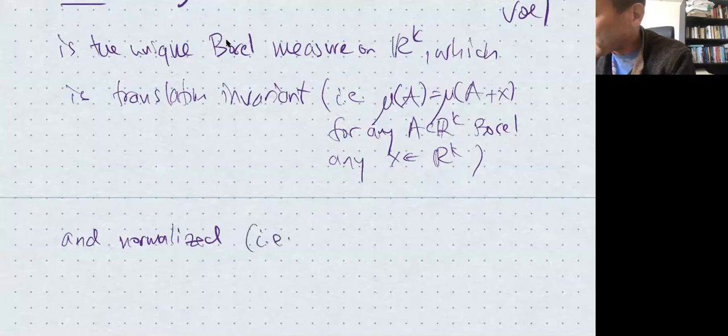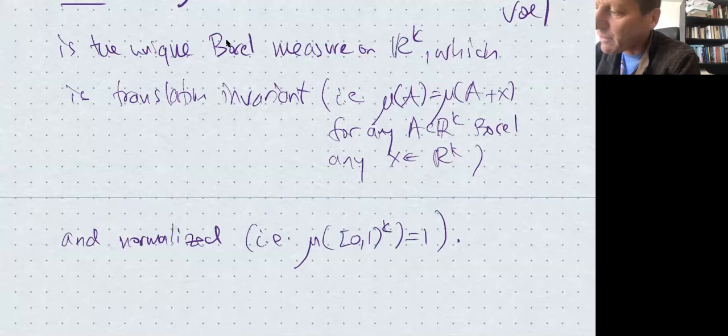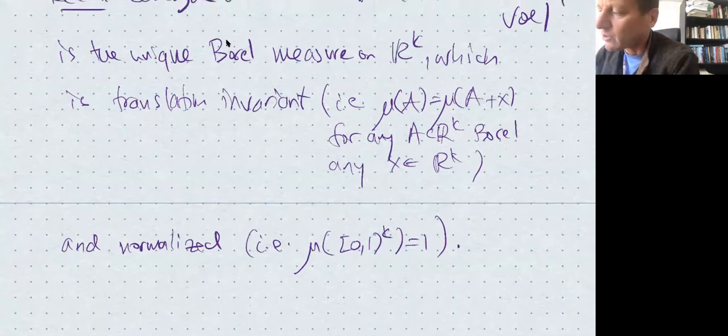And this means that the measure of the unit cube is 1. That's the normalization of the measure. So this makes sense on R^k. The last condition here makes sense on R^k because on R^k we have our coordinate axes and we know what we mean by this cube, this unit cube.